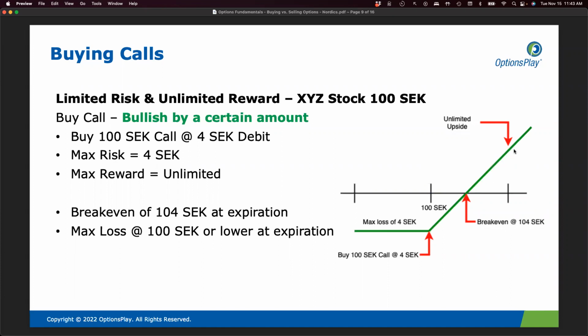So I want to make one clarification. This is not just technically a bullish strategy. That's not correct. Bullish by a certain amount. And what amount is that? It depends on how much you have to pay for the call option. So does that make sense, everyone?